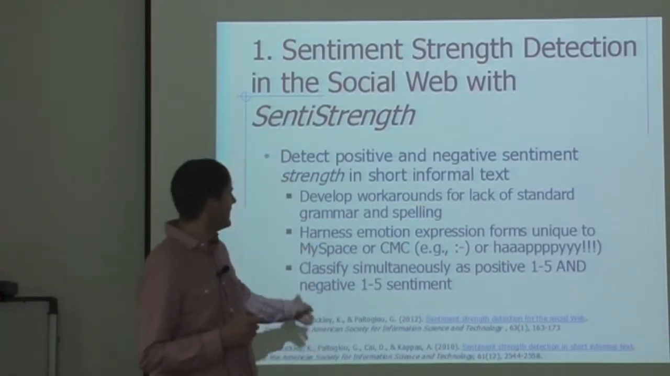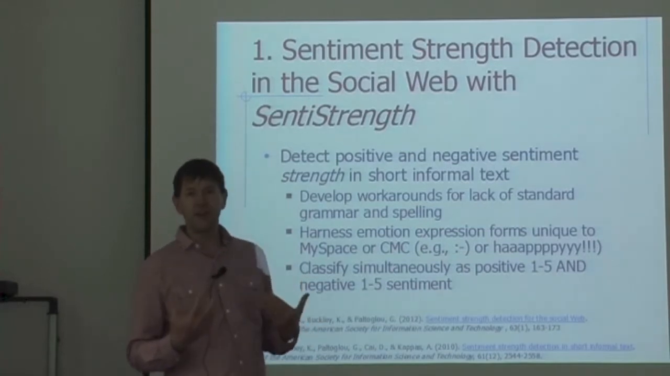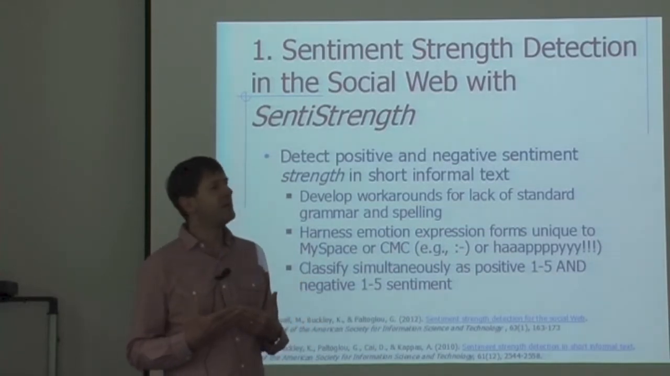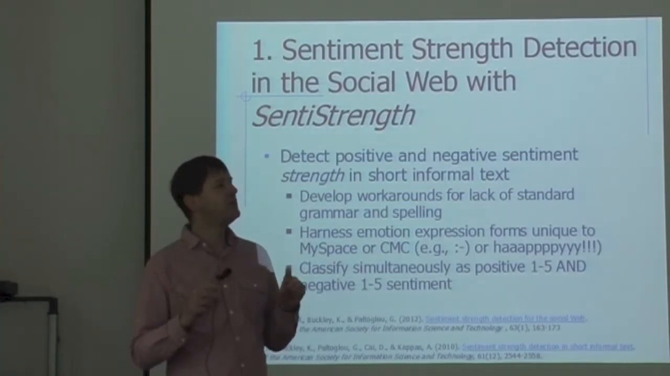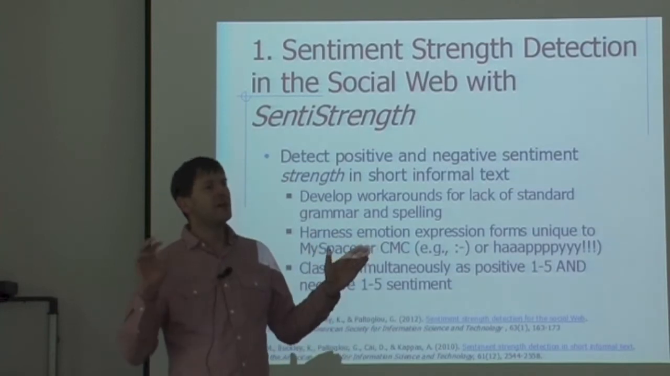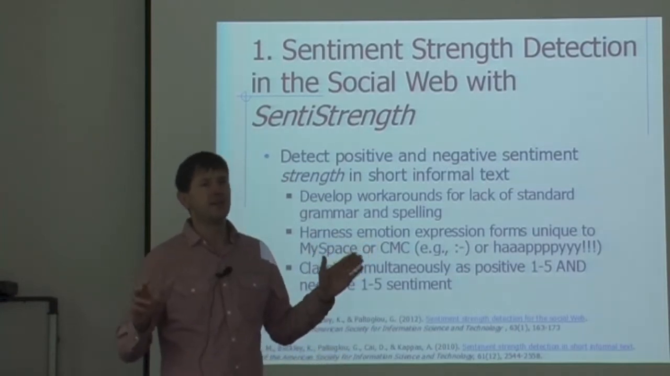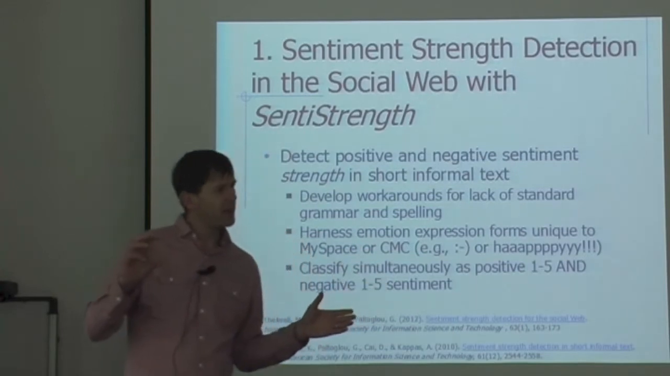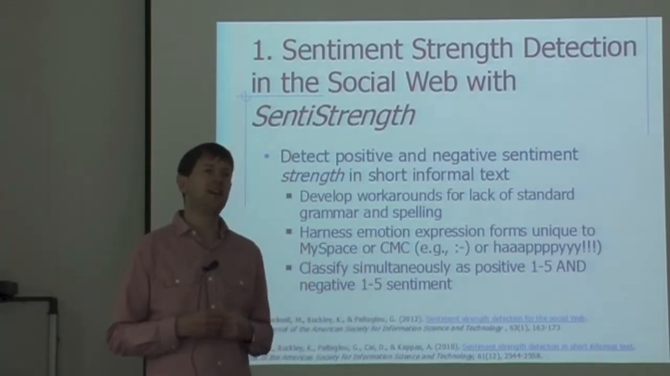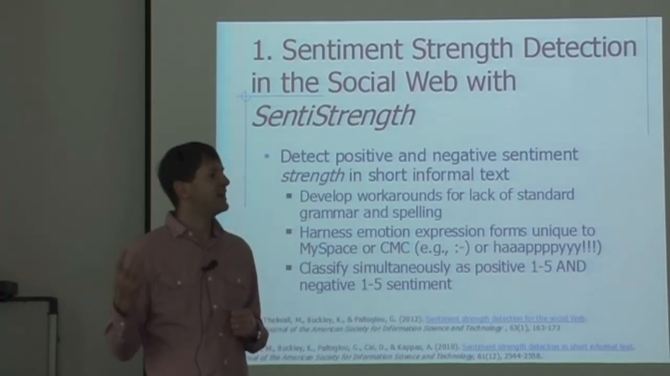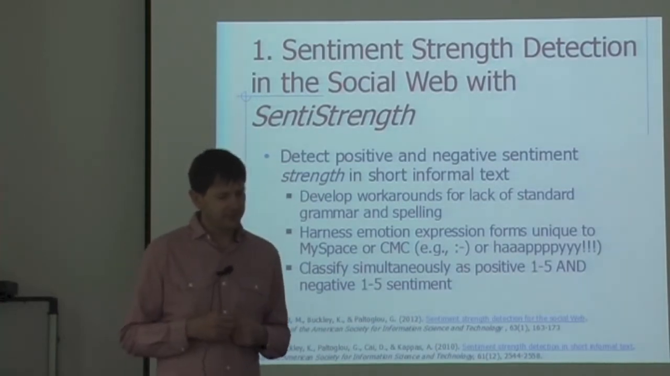And it classifies each text with a strength of positive sentiment on a scale of 1 to 5 and a strength of negative sentiment on a scale of 1 to 5. So each text will get two numbers, one for positivity and one for negativity. And so the question isn't, is the text positive or negative? But the question is how much positivity is in the text and how much negativity is in the text.